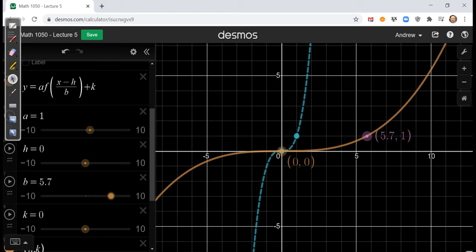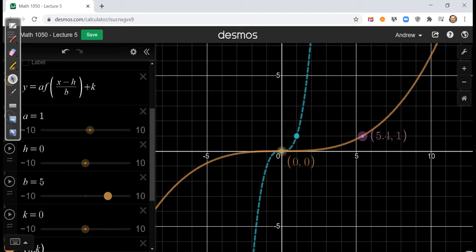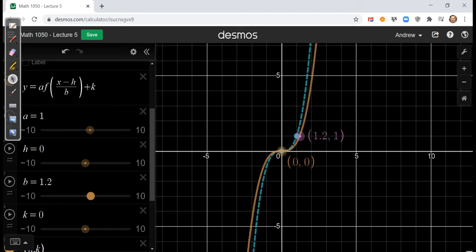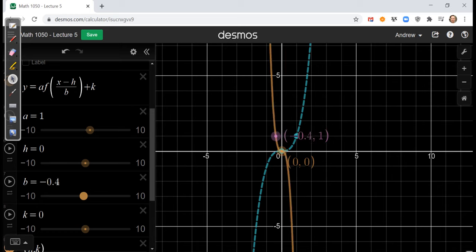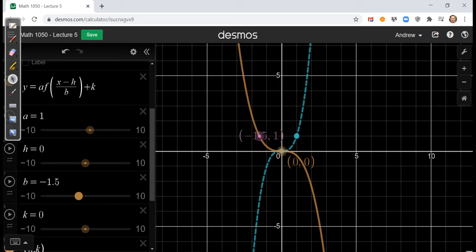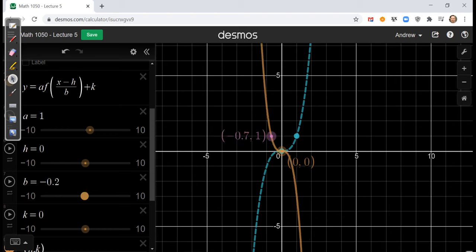Now b is the value we're dividing inside of the function. On the other hand, if b gets smaller, you're going to get a horizontal compression, so it's getting skinnier, skinnier. If you take a negative value, it reflects across the y-axis in this situation. And then we can, of course, put all of these things together, right?